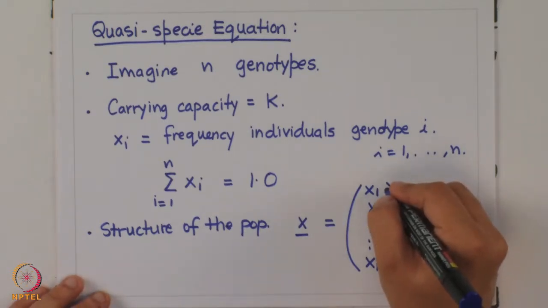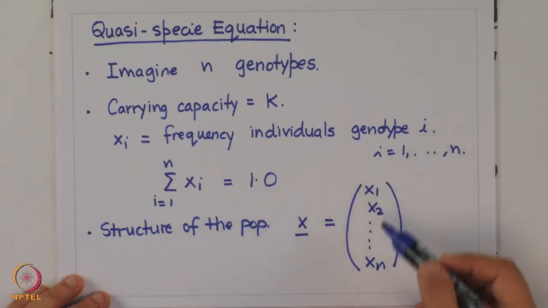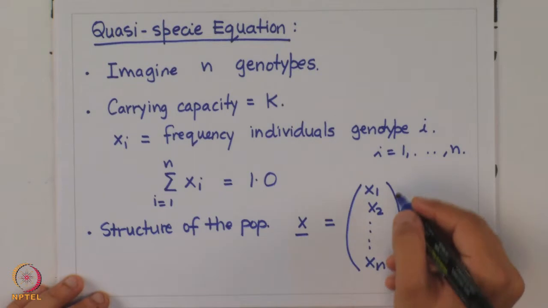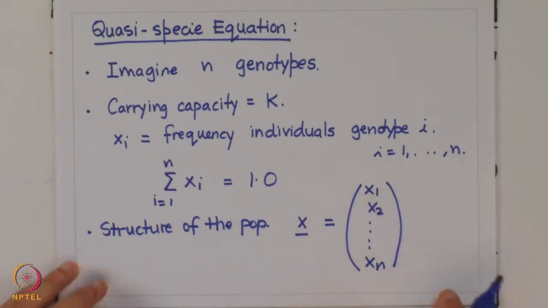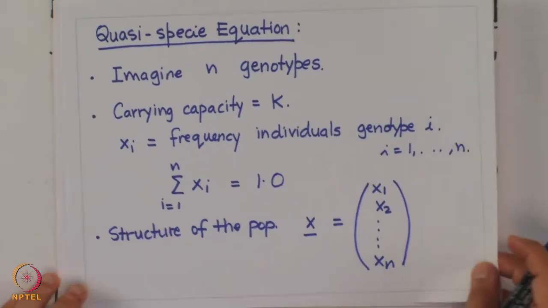x1 again corresponds to fraction of individuals which belong to genotype 1, and so on and so forth, and the sum of elements of this vector of course has to be equal to 1. So, structure of population is going to be defined by this vector x. We have already done this before when we were talking in terms of mutations, but what we are going to introduce now is another change, that in addition to mutations we will also incorporate the effect of selection in this.